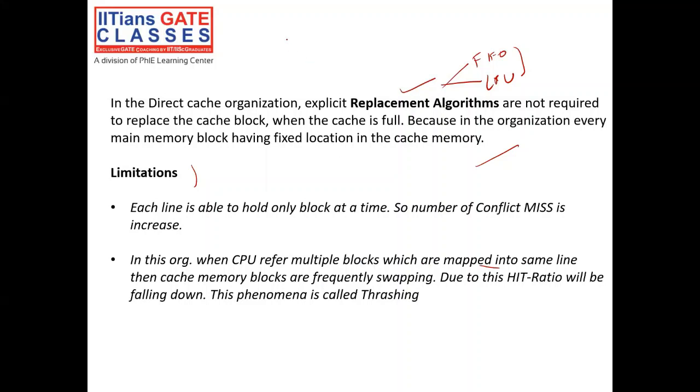What I'm saying is, in the starting B4 is there, then you replace it with B0, then B0 with B4, then B4 with B0 again, then again B4. This swapping goes on corresponding to one line. This phenomenon is called thrashing.